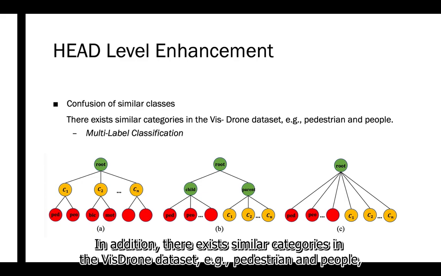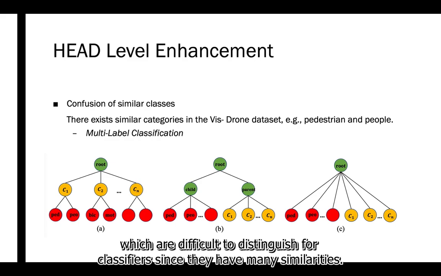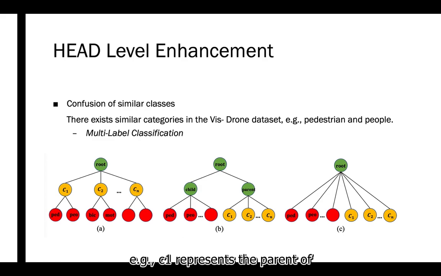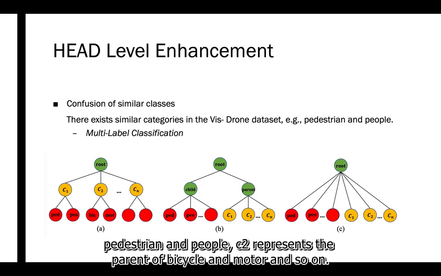In addition, there exist similar categories in the VisDrone dataset. For example, pedestrian and people, which are difficult to distinguish for classifiers since they have many similarities. We exploit a different method that adds several parent classes to classifiers. For example, C1 represents the parent of pedestrian and people, C2 represents the parent of bicycle and motor, and so on.